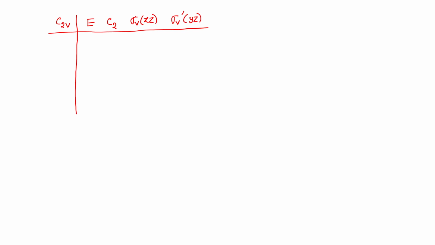Okay, now from the great orthogonality theorem we know the number of irreducible representations is going to be the same as the number of classes. Then we can expect there are four irreducible representations, right? Okay, what will they be? So we know already that there would be one totally symmetric one. So let me write that first. This is a totally symmetric representation, right?